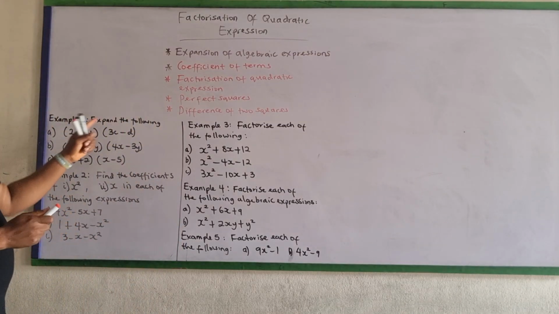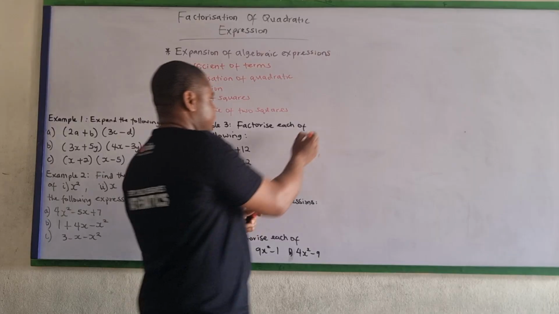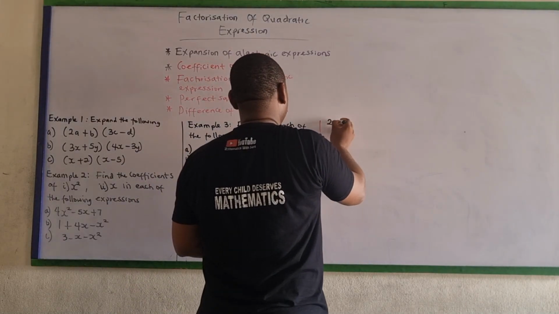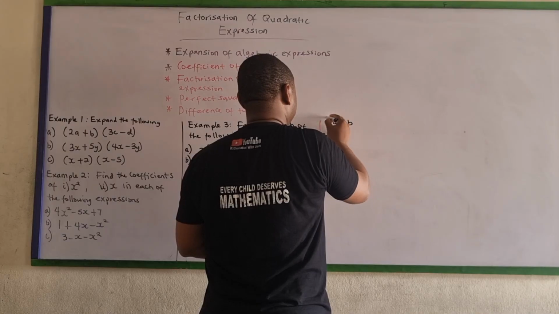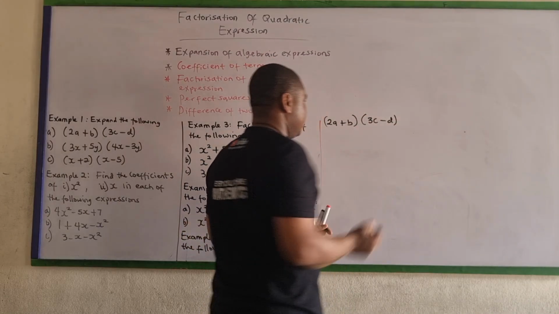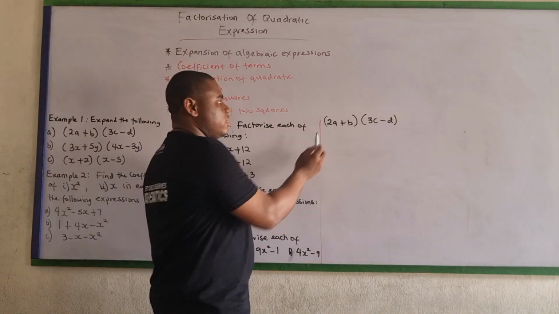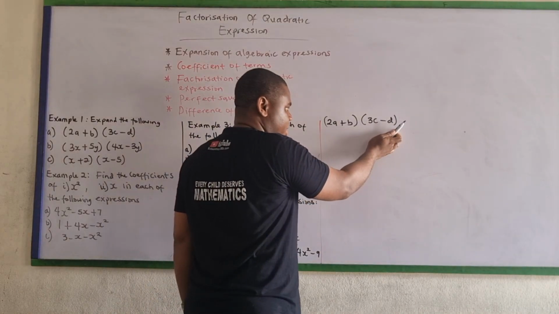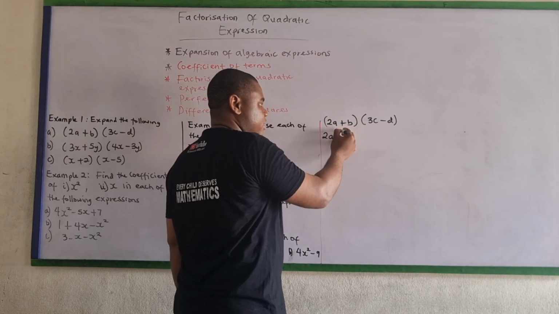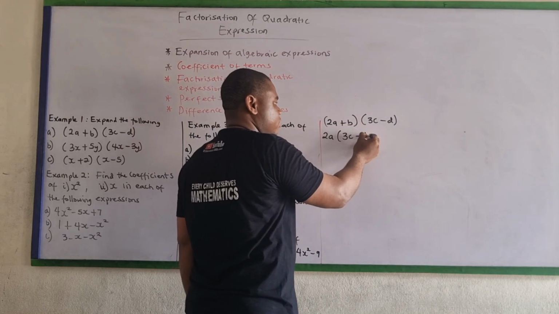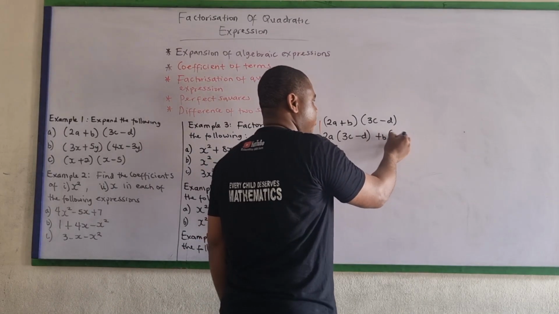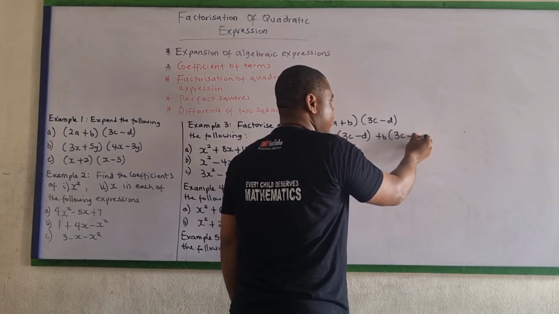Example 1 says expand the following. We have 2a plus b in bracket 3c minus d. Alright, so in this case, the first will open the bracket, the second will also do the same thing. So we have 2a, we open the bracket, 3c minus d, then we now use plus b in bracket 3c minus d.